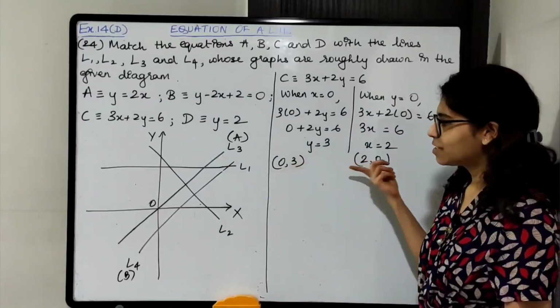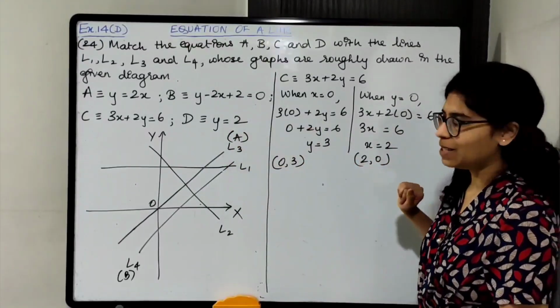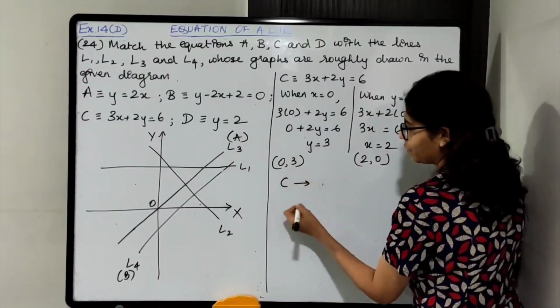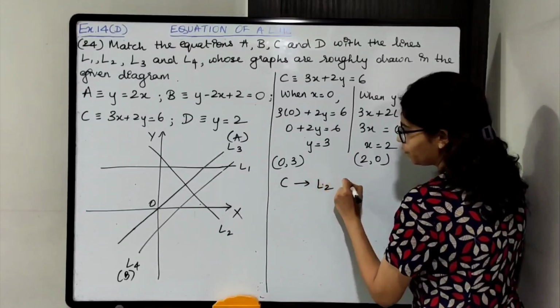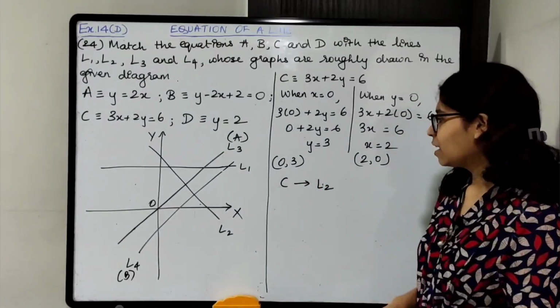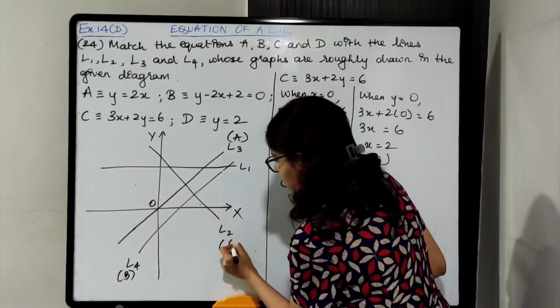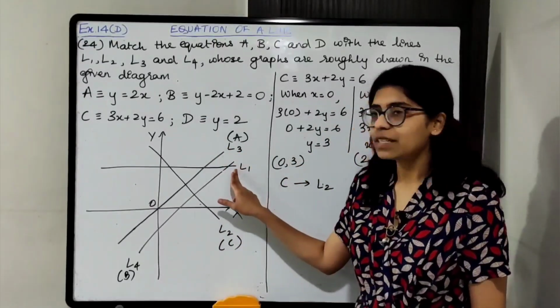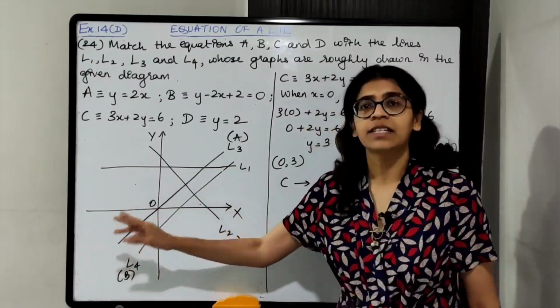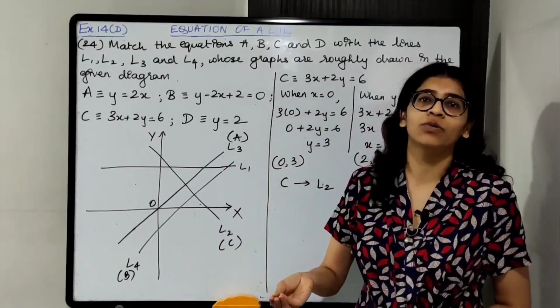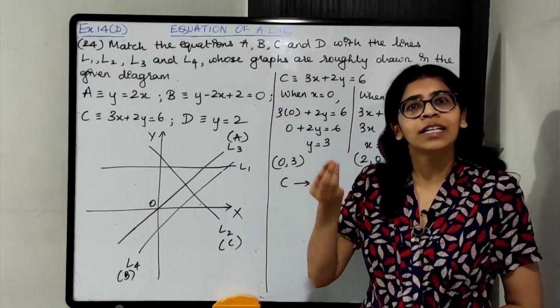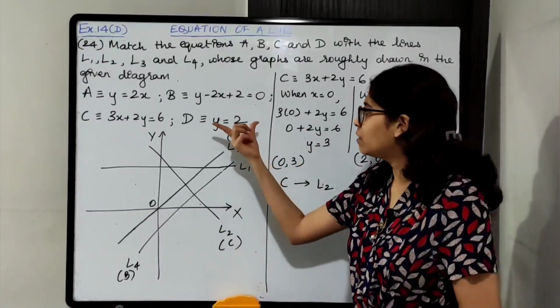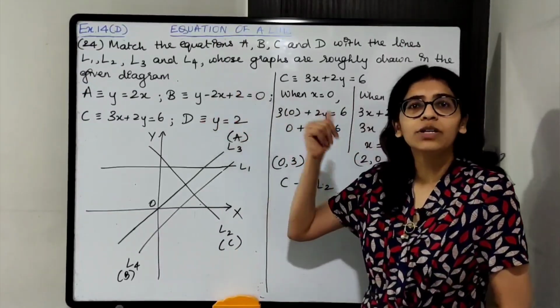So it is matching with equation C. So C के लिए L2. Okay. So this is C and remaining one is D, है ना, because this is parallel to x axis, and whenever a line is parallel to x axis, its y coordinate is constant. So y will be constant, that is this will be the equation.